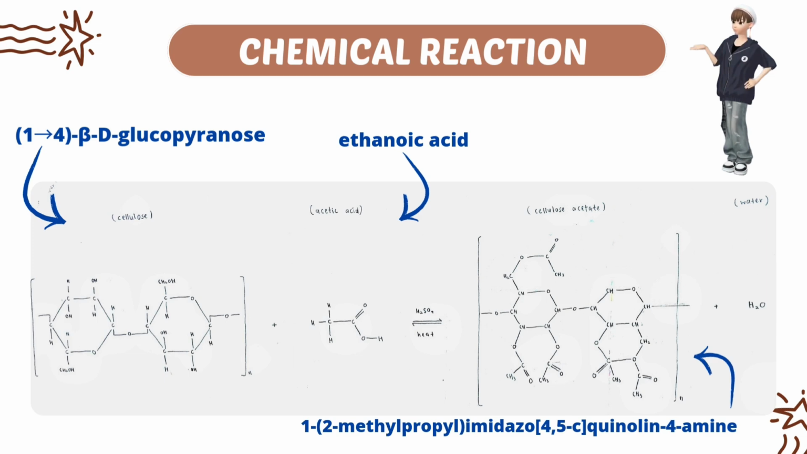So, this reaction starts with a cellulose compound which is 1,2,4-beta-D-glucopyranose that will react with acetic acid, which is ethanoic acid. This will produce cellulose acetate, which is 1,2-methylpropyl imidazole 4,5-C-chlorinoline 4-amine, and water.